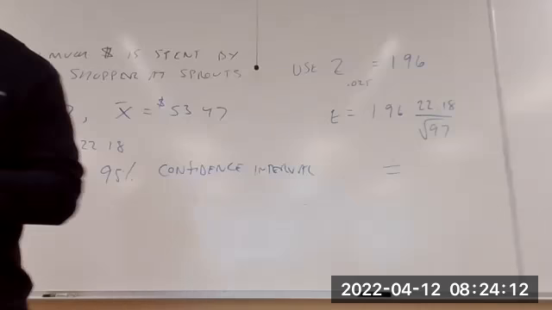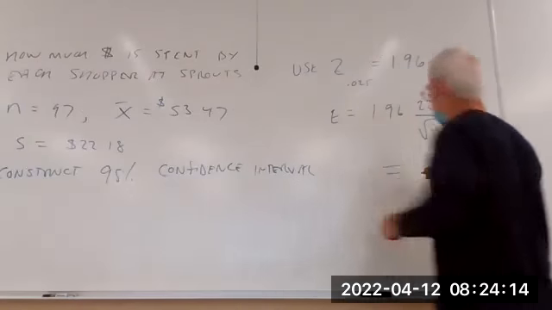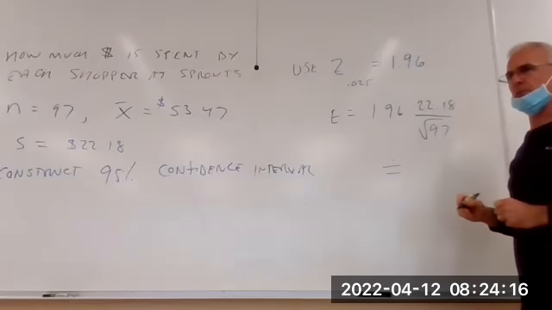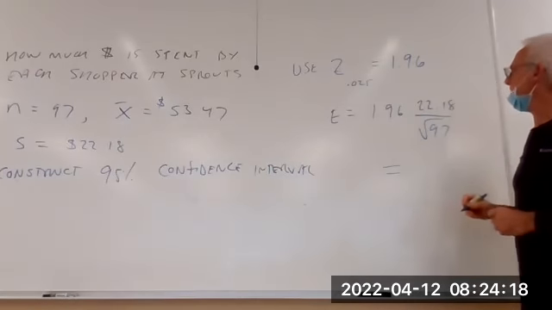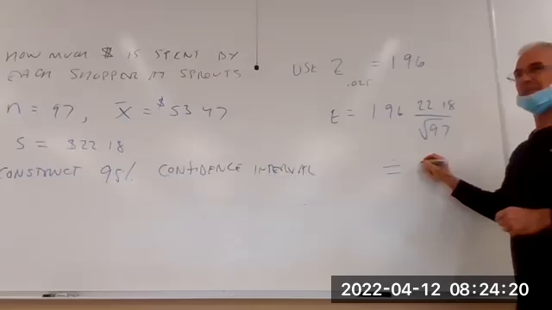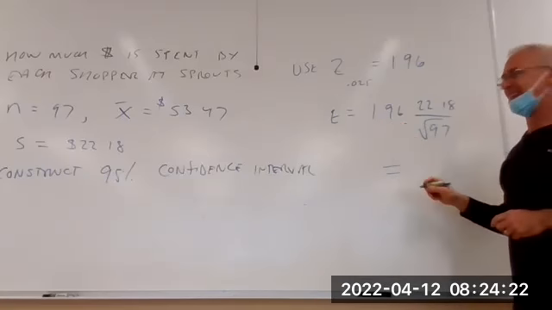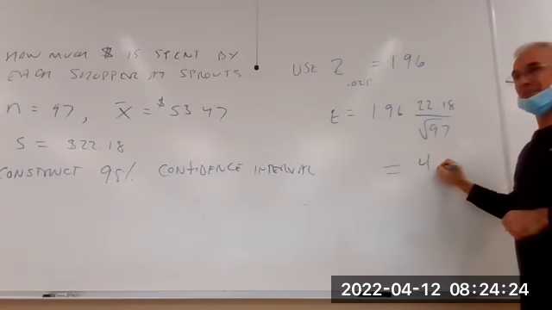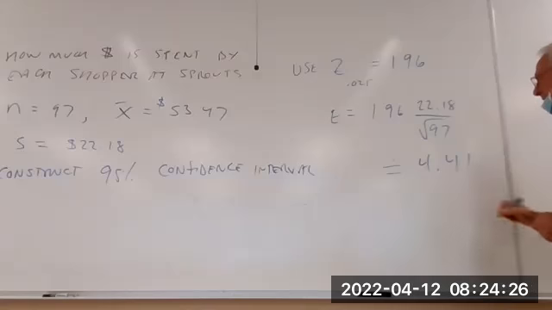What do you have? 441. Probably a little big. I figured out what I did. You did 196, didn't you? Yep, I did. So what should it be? 44.1. No, I don't know the decimal places. 4.41. Yeah, which is what?